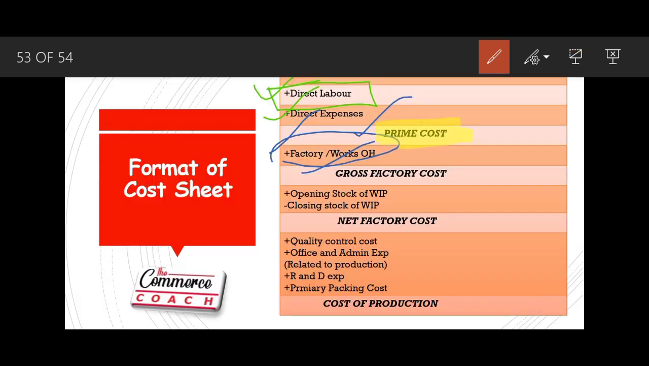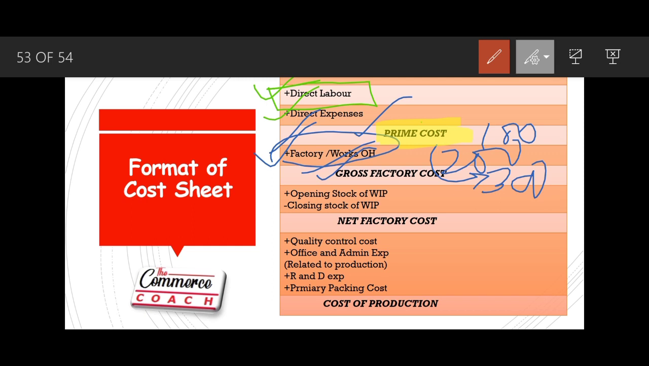because as you can see, in factory cost you add factory overhead itself. So let's say it is 100 and it is 200, so the gross factory cost will be 300. As you can see, 200 is itself included in 300, so how can it be less?